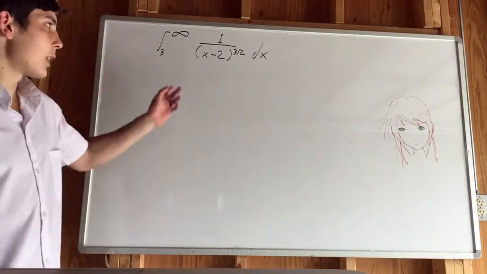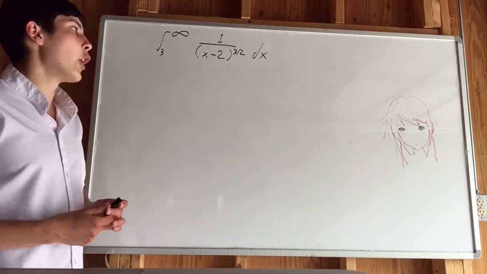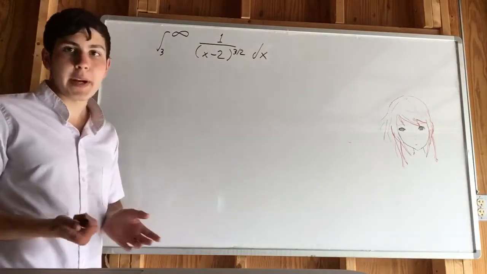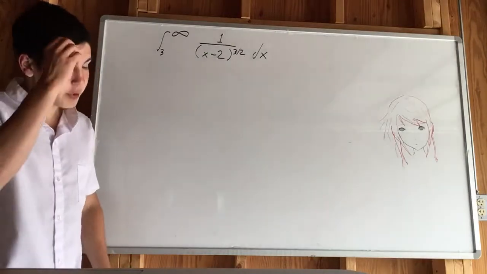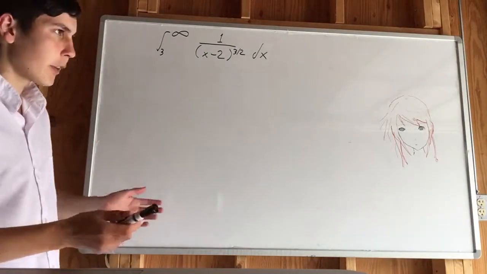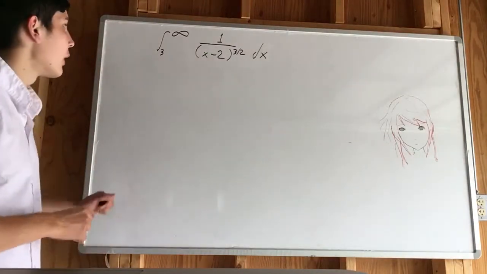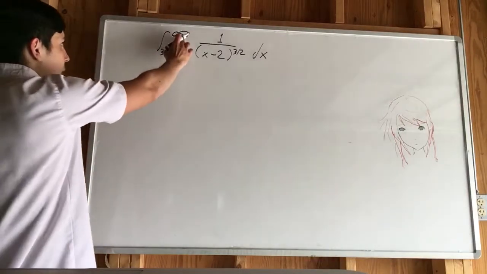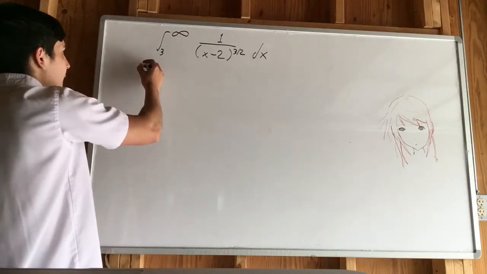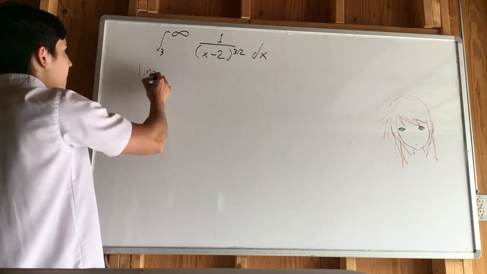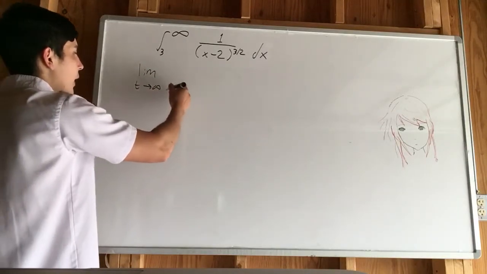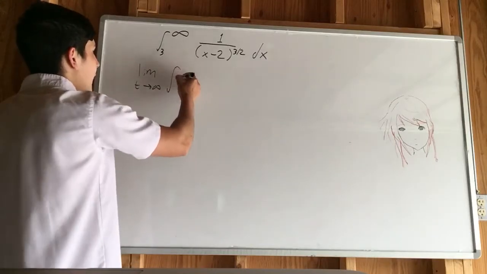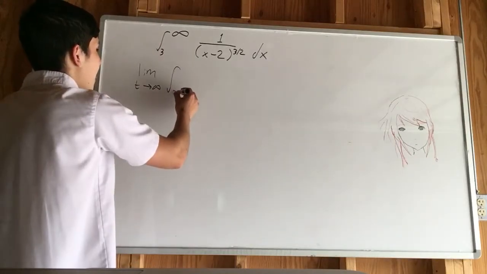Okay, here we're going to integrate 1 over x minus 2 to the power of 3 halves. We have to find out if this converges or diverges, and if it converges, what does it converge to? Whenever we have something like this where you have infinity, we have to take the limit as t approaches, or any variable, as whatever variable approaches infinity, and then put the variable in there.